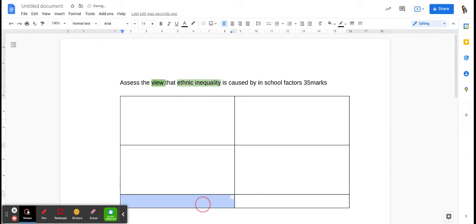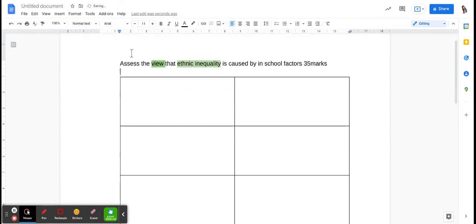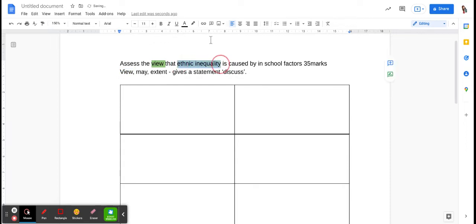Whenever it's got the word view, may, extent, or it gives a statement. So in this case, it would say ethnic inequality is caused by in-school factors. Discuss. Normally the statements end with the word discuss. Because it's got the word view, I know I have to do 3 paragraphs for, 3 paragraphs against. And it tells me it is the green ethnicity grid.